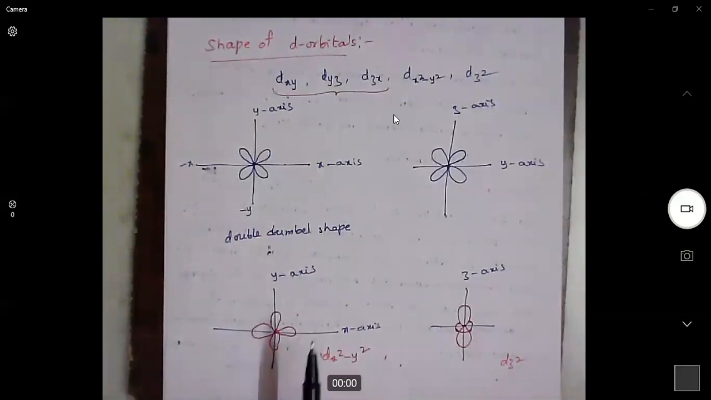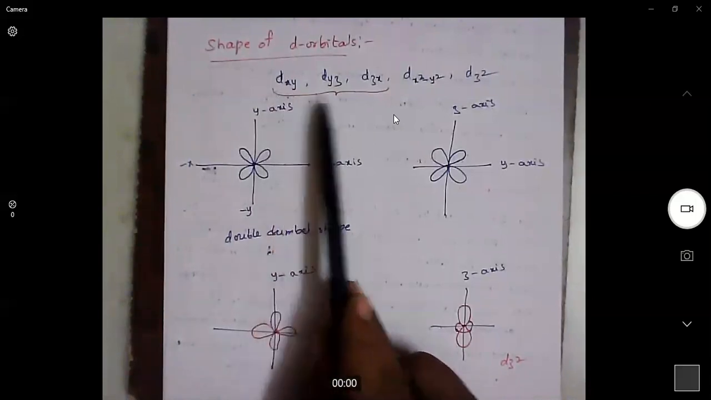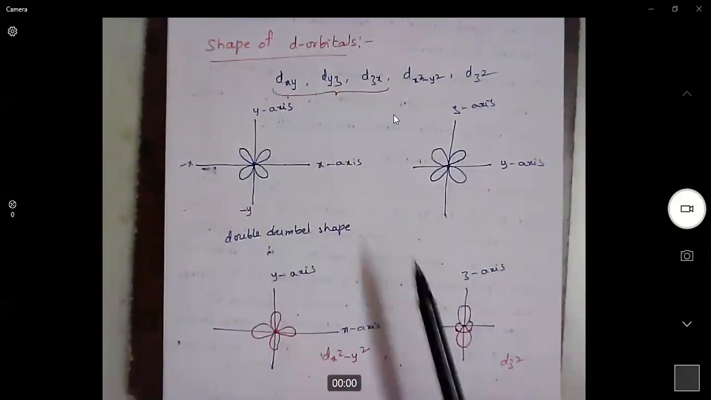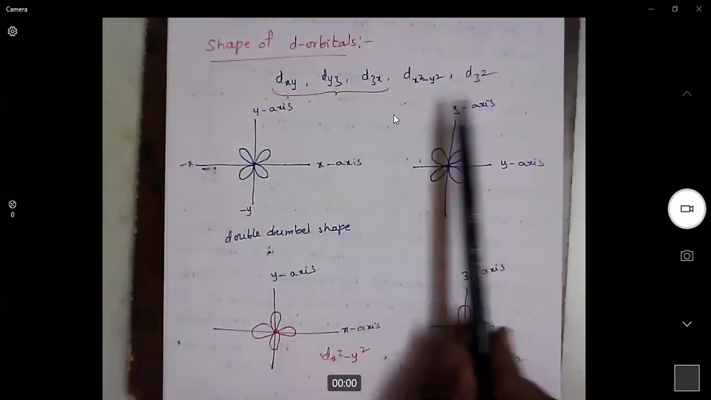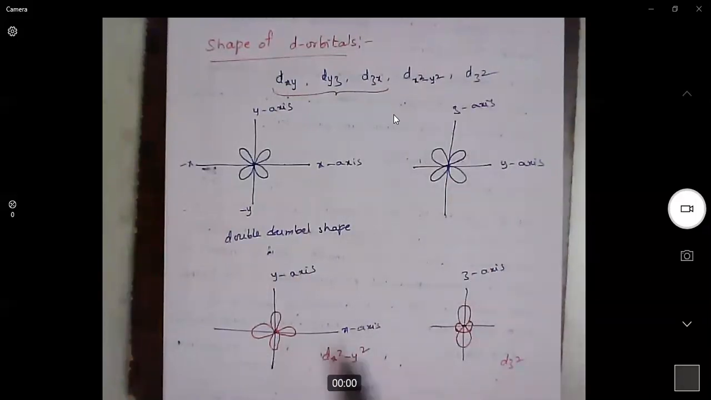Among the 5 d orbitals, the 3 orbitals dxy, dyz and dzx are distributed in between the axis, whereas the other 2 orbitals, dx square y square and dz square, are distributed along the axis. Please take the notes.